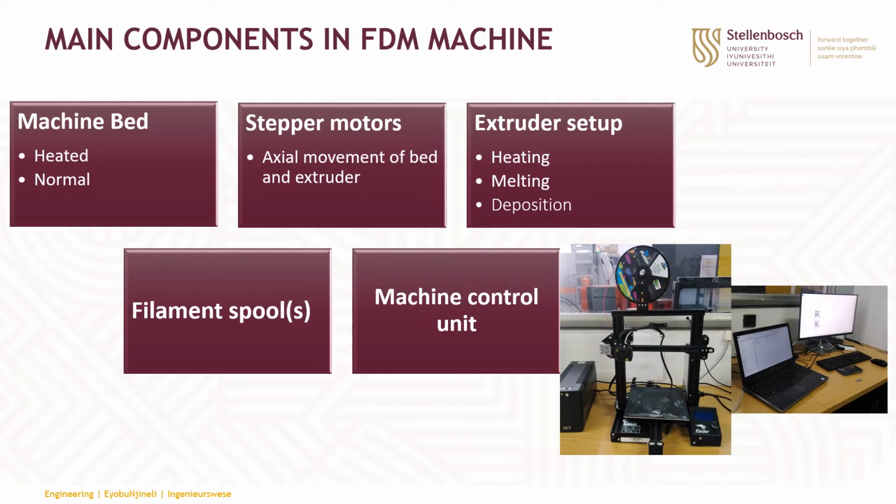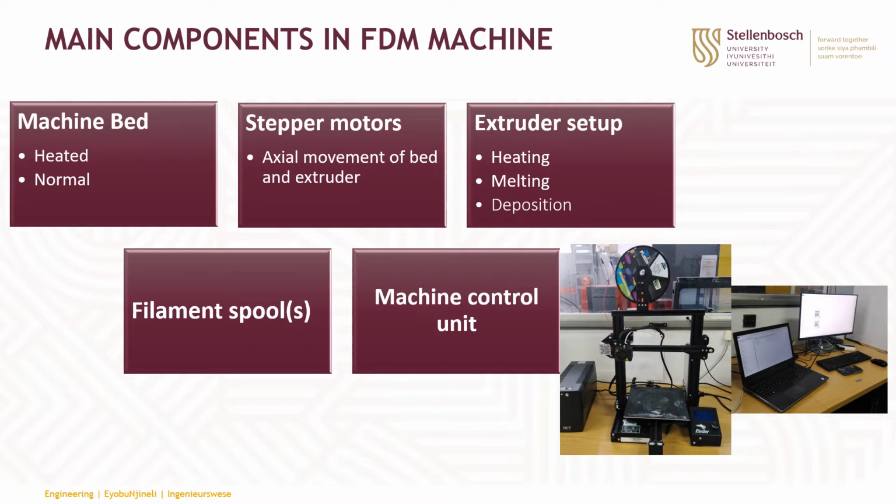The figure on the screen is our Creality Ender FDM machine that is available at our STC labs. Now, there can either be 2 spools in an FDM machine, one for the component material and the other for the support material, or one that acts as both, just like the one on the screen.